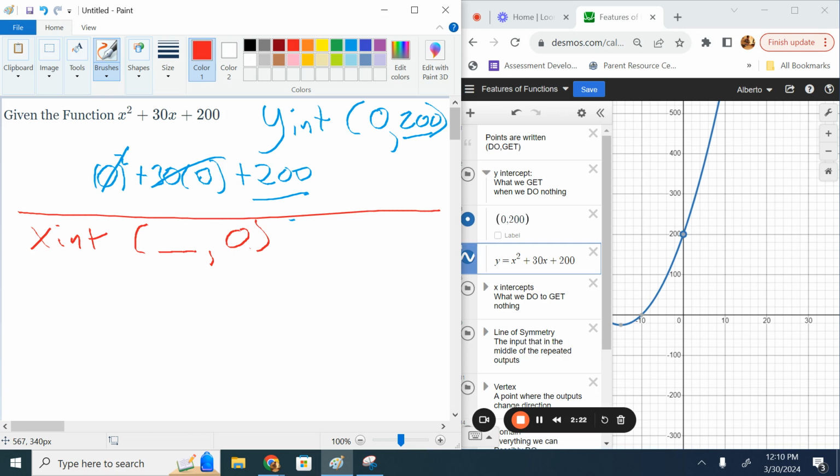So if I find a factor of x squared plus 30x plus 200, and I ask it to be 0, I find out what I plug in to make that one factor 0, then I can guarantee that I'm going to have an output of 0. So we're going to factor this. So x squared plus 30x plus 200 is our function, our equation.